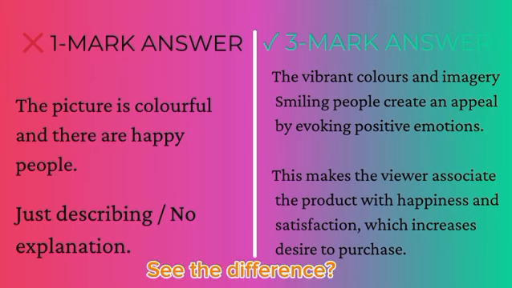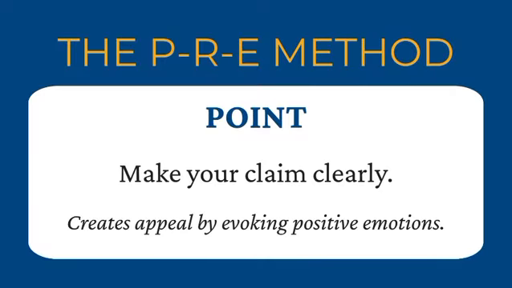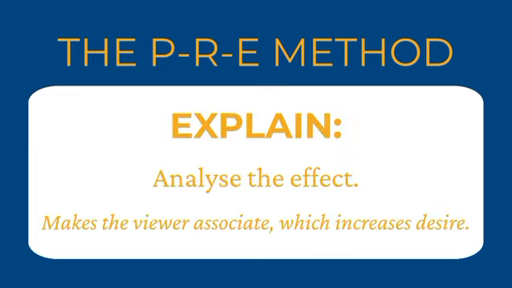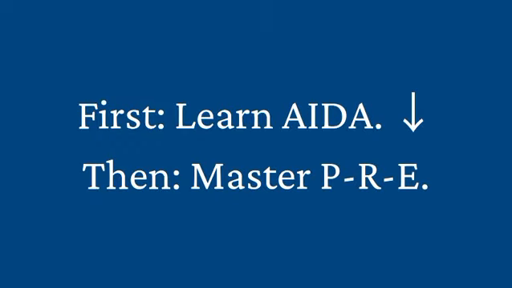See the difference? The second answer does 3 things. It makes a point, creates appeal by evoking positive emotions. It gives a reference, vibrant colors and smiling people. It explains the impact, makes the viewer associate, which increases desire. Point, reference, explain. We call this PRE, and it's the secret formula for full marks. I'm going to show you exactly how to use it. But first, you need to understand how advertisements actually work.